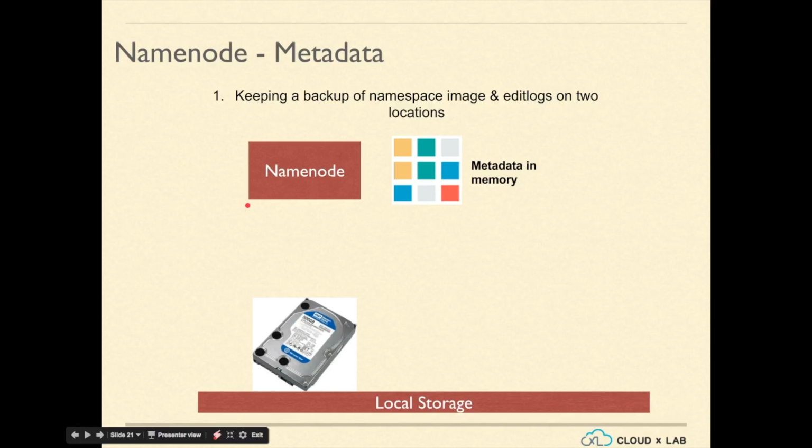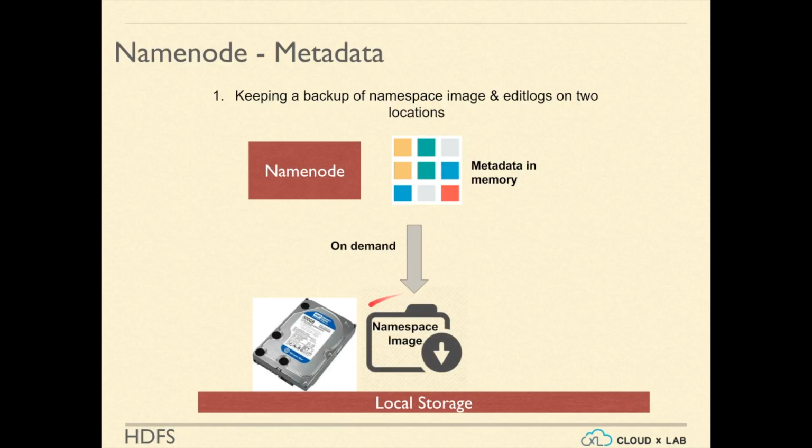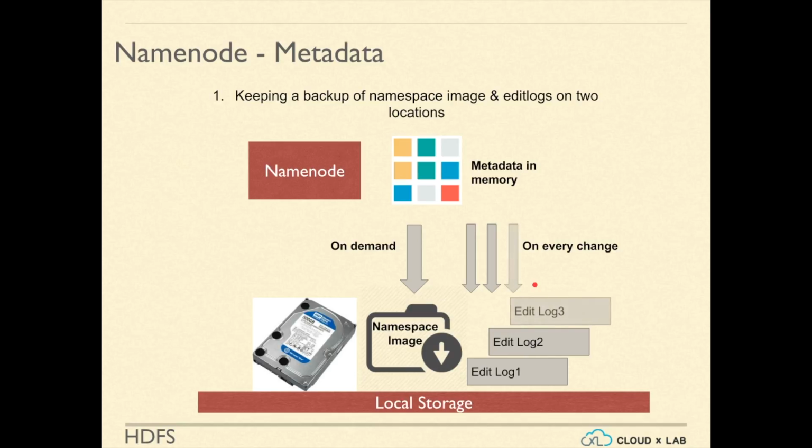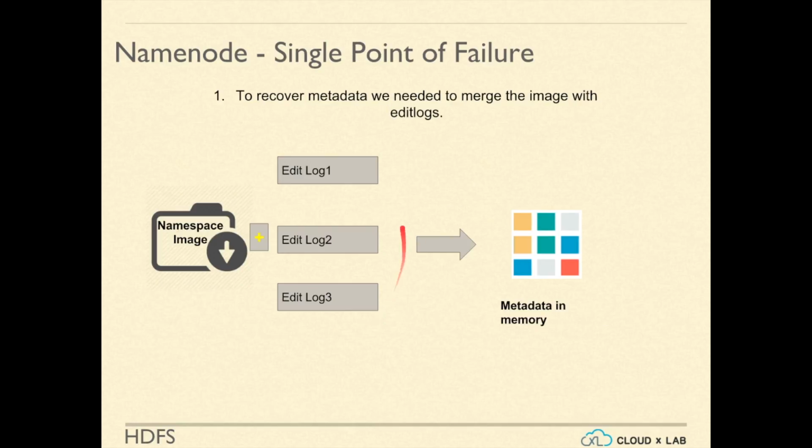The metadata is maintained in the memory as well as on the disk. On the disk, it is kept in two parts, Namenode image and edit logs. The namespace image is created on demand, while edit logs are created whenever there is a change in the metadata. So at any point of time, to get the current state of metadata, edit logs need to be applied on the image. Writing it to the disk on every change may be time consuming.